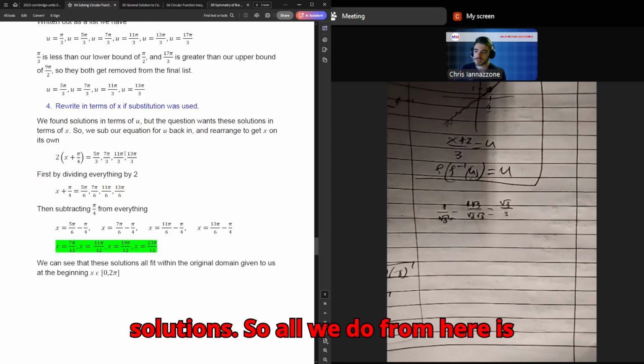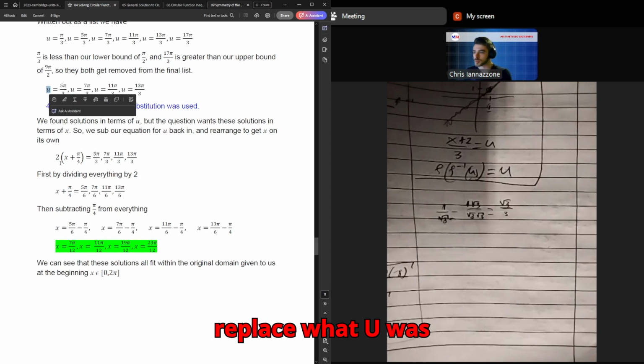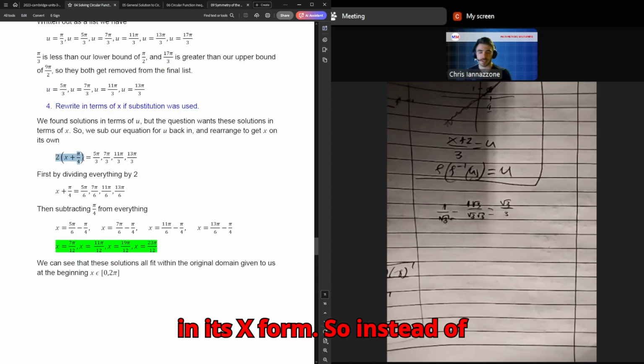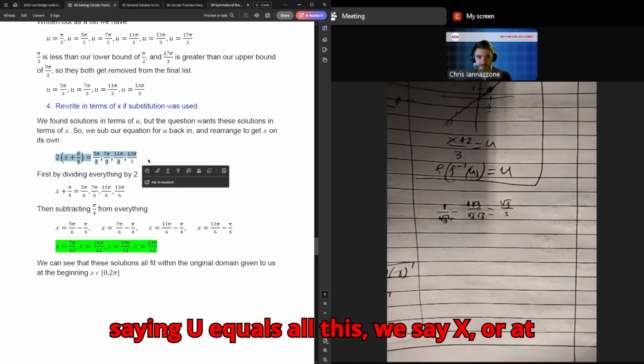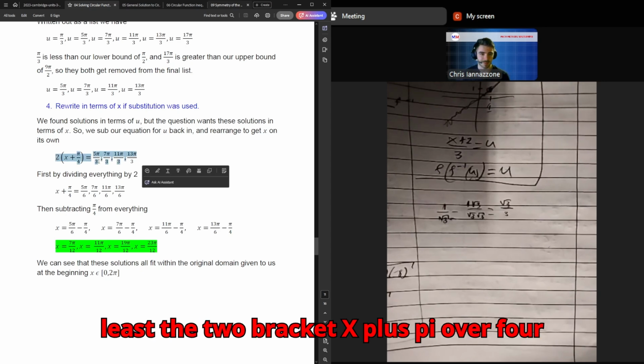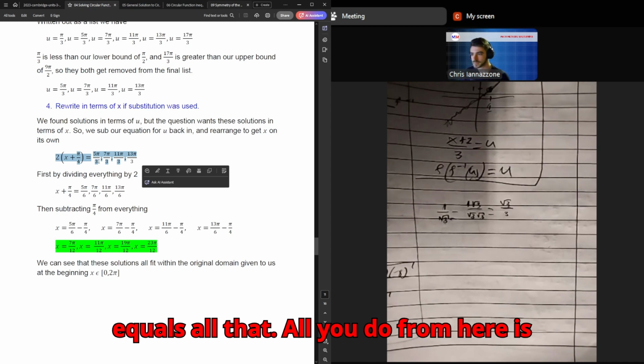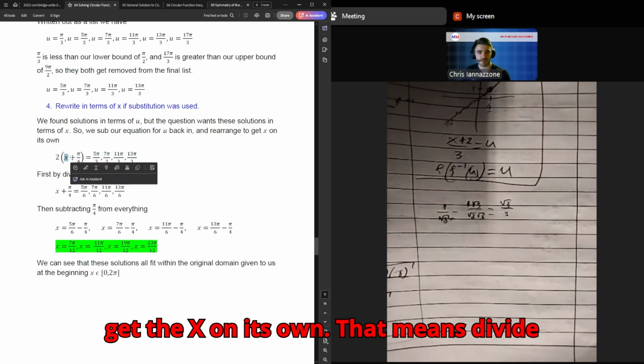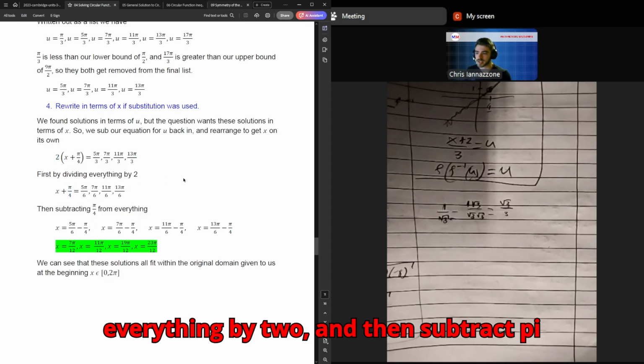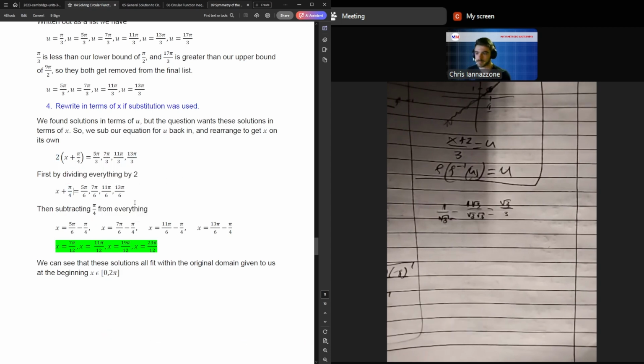So all we do from here is replace what U was in its X form. So instead of saying U equals all this, we say 2 bracket X plus pi over 4 equals all that. All you do from here is get the X on its own. That means divide everything by 2 and then subtract pi over 4 from everything.